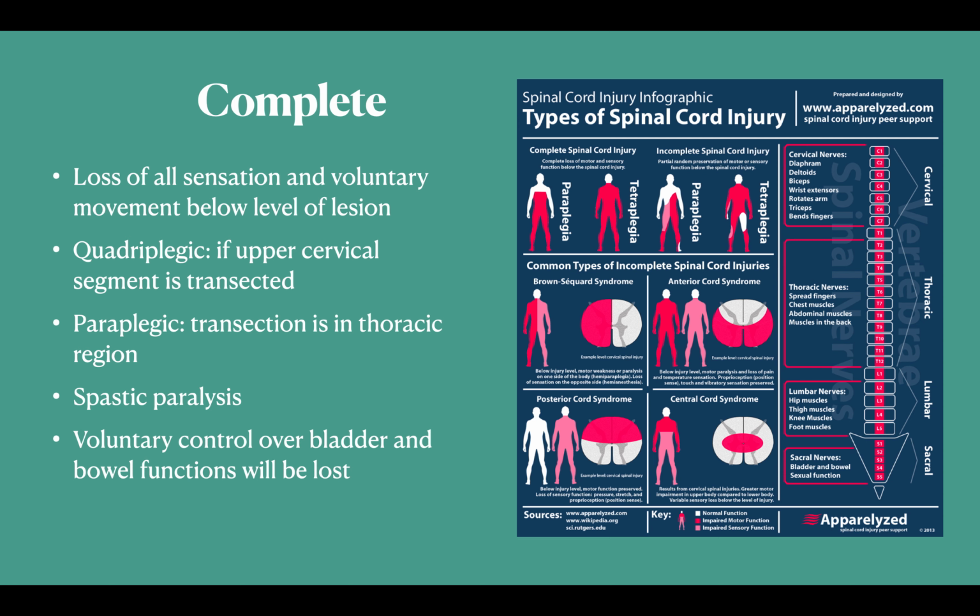Okay, so let's go through it. Complete, once again, complete paralysis, complete sensation loss. Quadriplegic is going to be due to the upper cervical segment transection. Paraplegic, the transection is in the thoracic region, and these will result in spastic paralysis. Voluntary control over the bladder and the bowel functions will be lost.